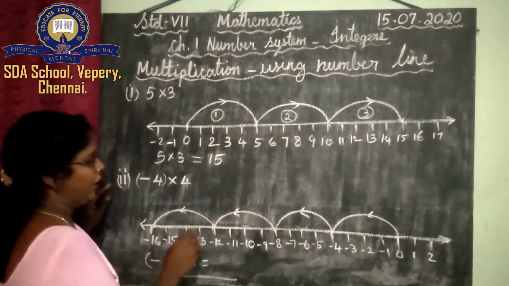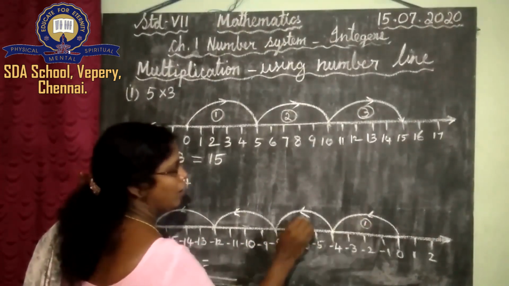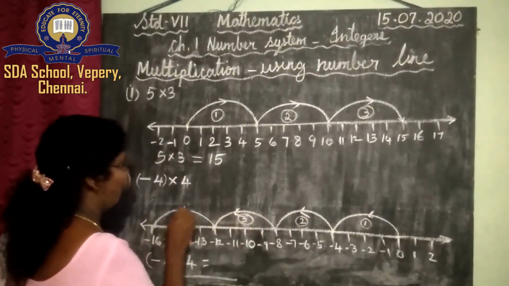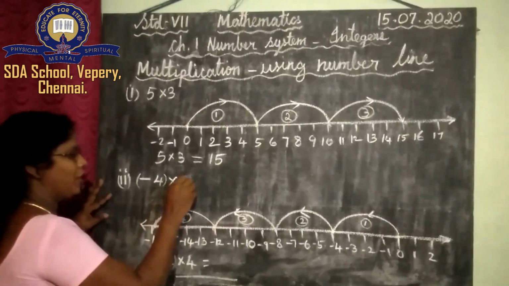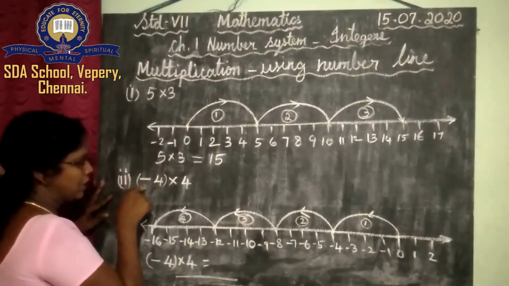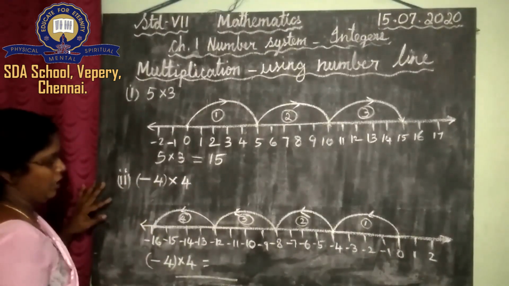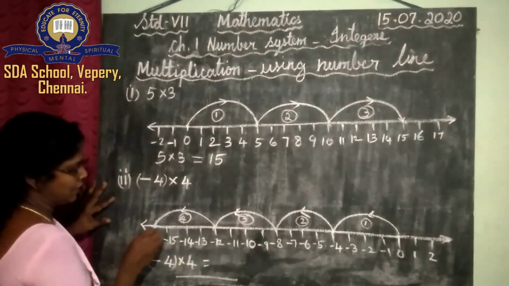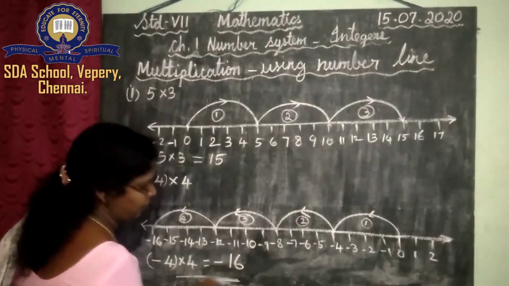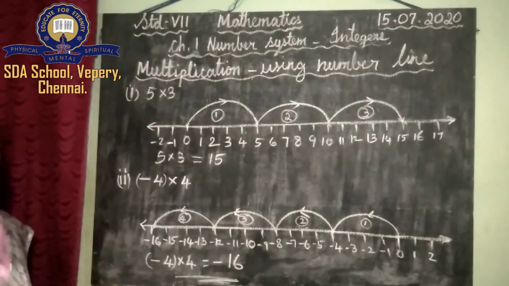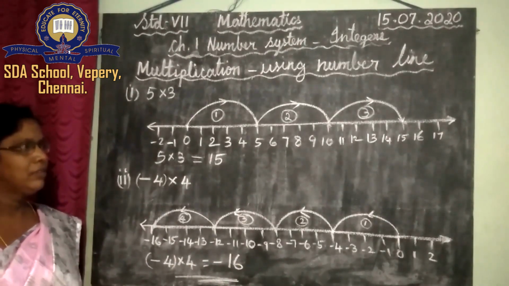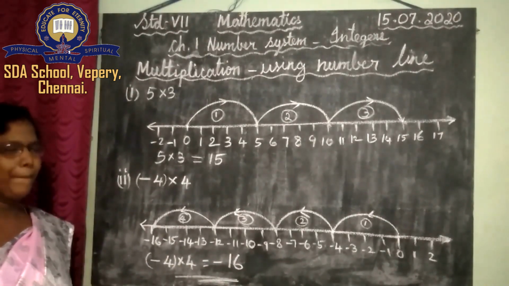How many times? 4 times, because 4 is given here. How many units? 4 units. Since it is minus, we are traveling on our left side. So where does it reach, what is the answer? Minus 4 into 4 is minus 16. Understood children? Let's copy down this.